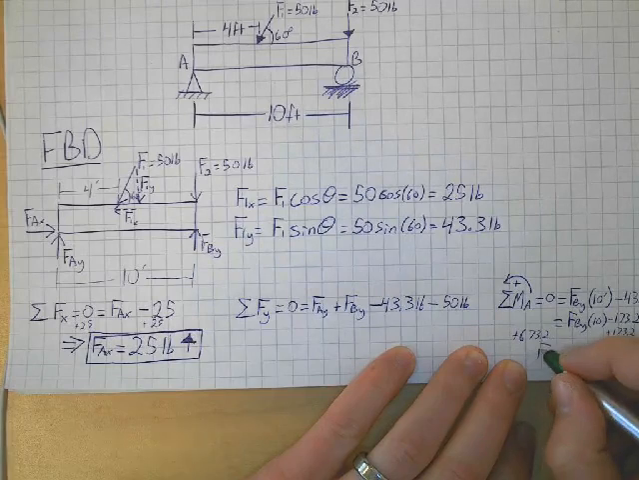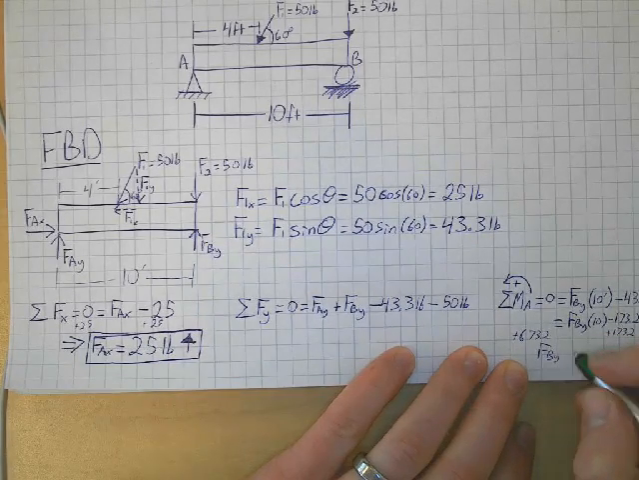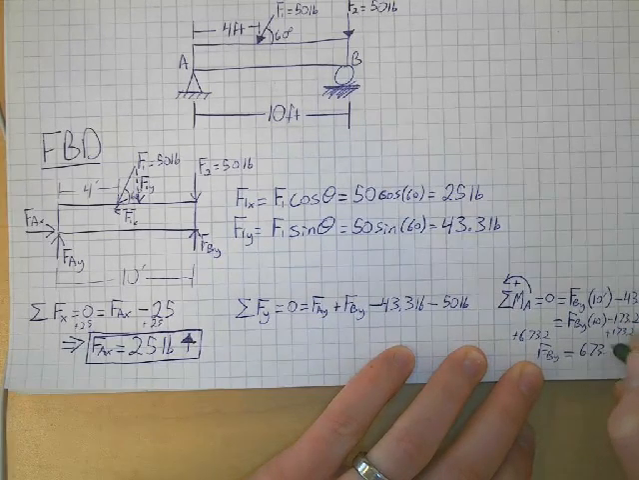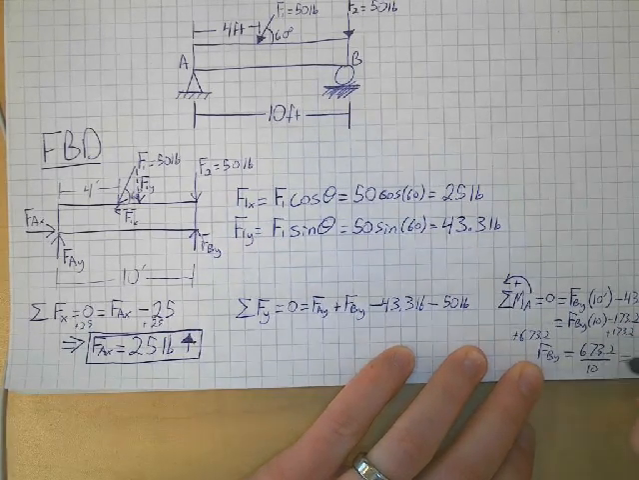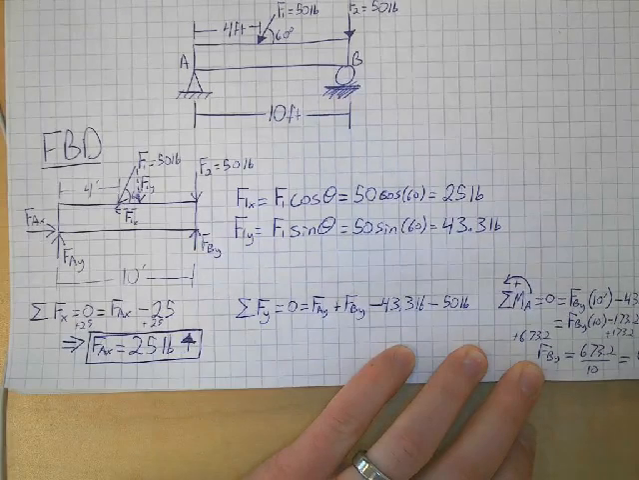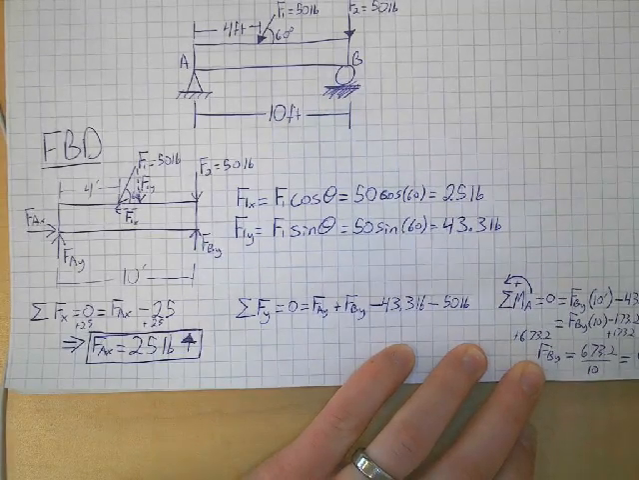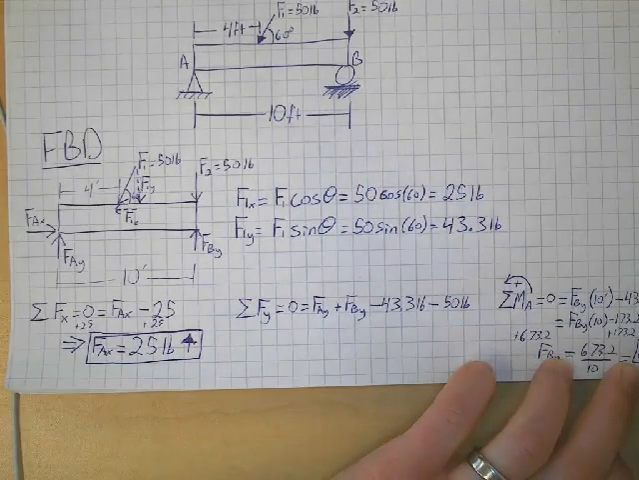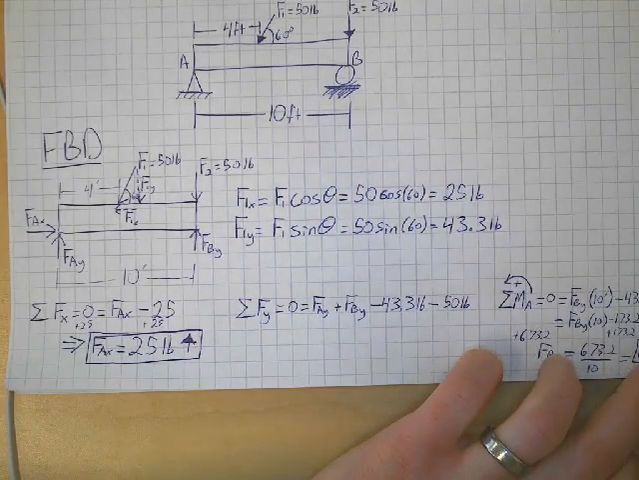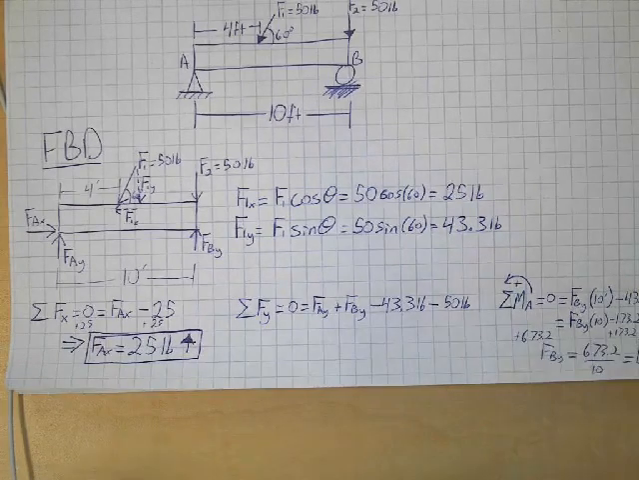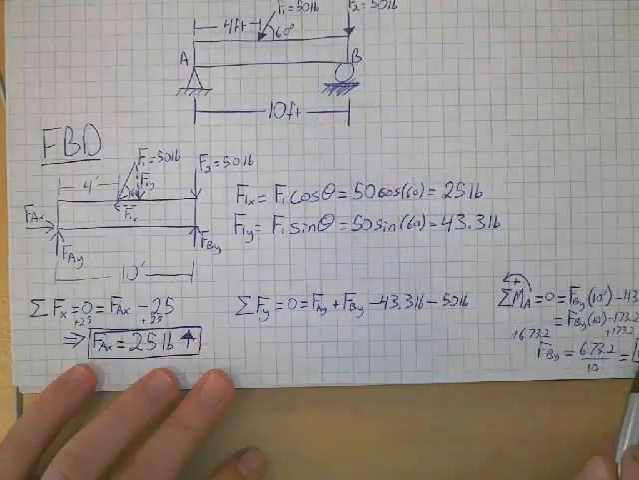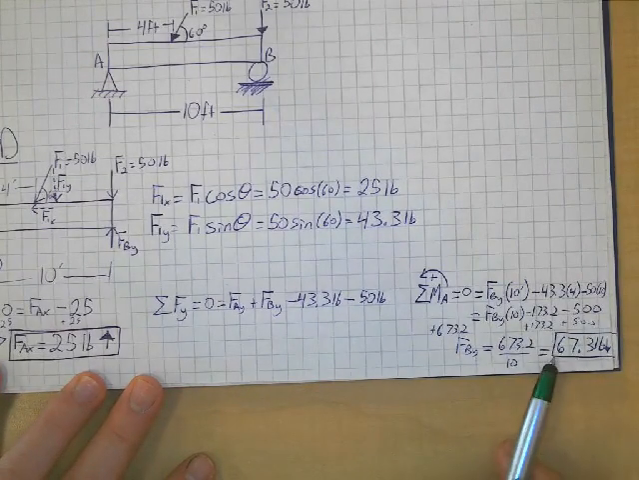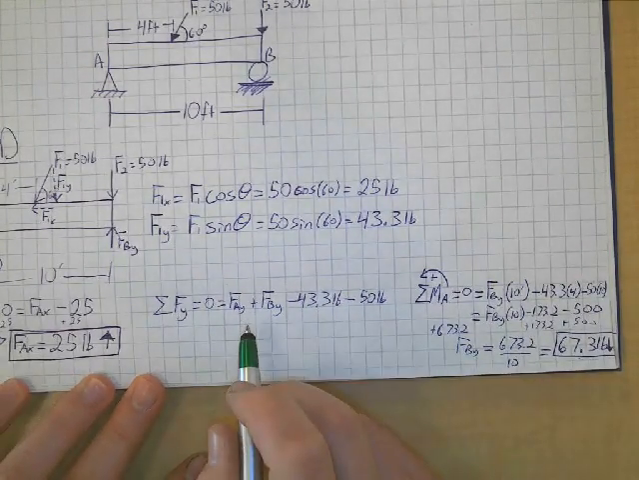So FBY is going to be equal to 673.2 divided by 10, which would be 67.3 pounds. And again, I could confirm that that is acting up. I want to draw my up arrow in there. So now I know that. I can plug that back in over here.